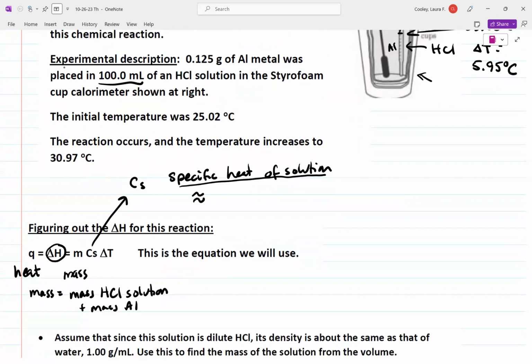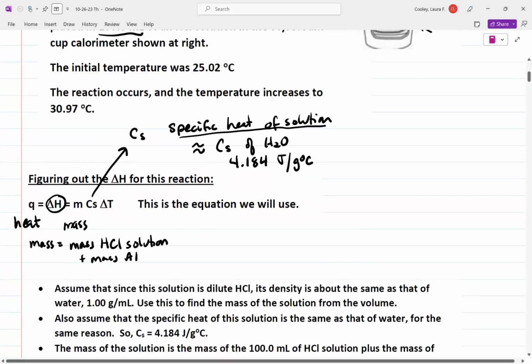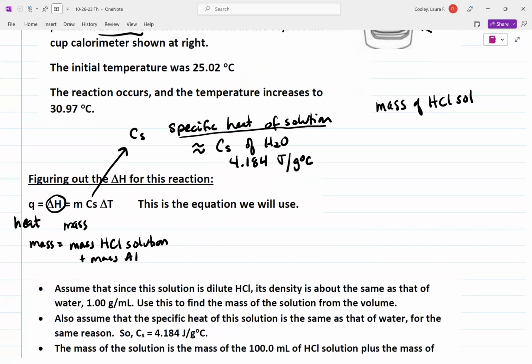So the specific heat of the solution, well, the solution is mostly water. So this is approximately the specific heat of water. And we know that number. It's a very big specific heat because water has lots of places to put energy. So it's 4.184 joules per gram degree C. We also use the fact that the density of water is 1 gram per milliliter. So when we calculate the mass of the HCl solution, we say that's approximately equal to the mass of the water, because it's a dilute solution.